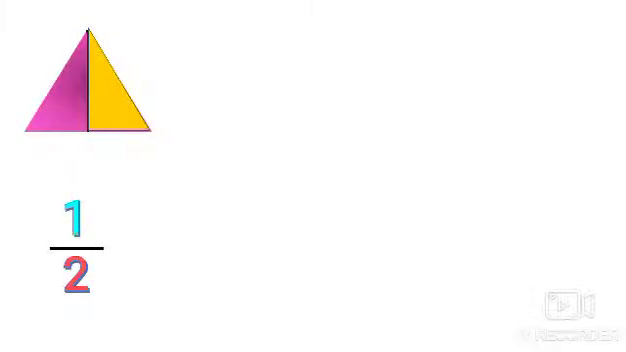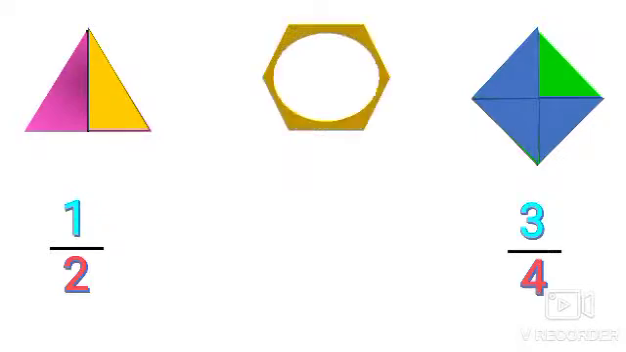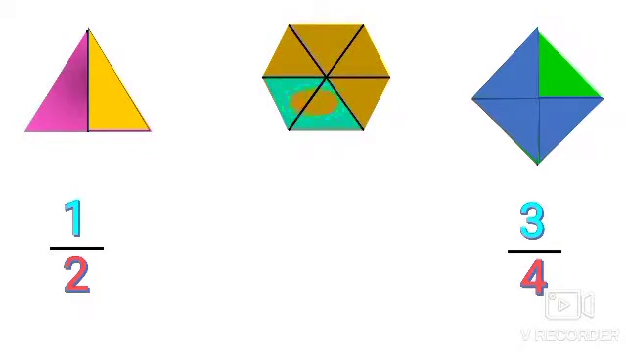Look at this diagram. One triangle, divided into 2 equal parts, and I've colored one part. So my fraction will be 1 upon 2. This is one square distributed into 4 equal parts and I've colored 3. My fraction will be 3 upon 4. This is another example, distributed into 6 equal parts and I've colored only 2. My fraction will be 2 upon 6.